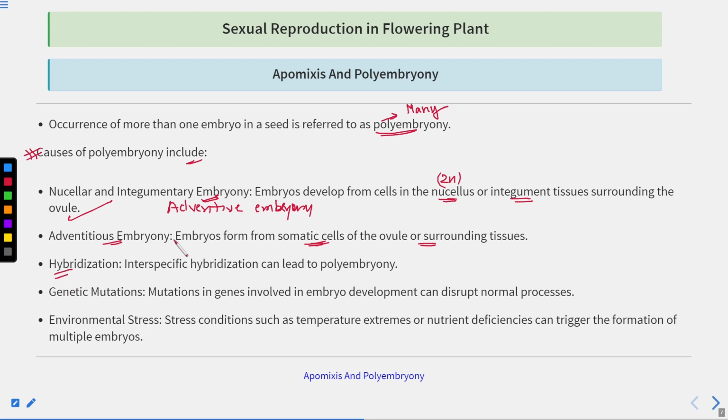Now interspecific hybridization can lead to polyembryony. Interspecific means between the species. If you make a hybrid between the species, then it can also lead to polyembryony. Next is genetic mutation. The mutation in the genes involved in the embryo development can disrupt the normal process. Clear? And next is environmental stress. Stress conditions such as extreme temperature or nutrient deficiency can trigger the formation of multiple embryos. So environmental stress can also lead to the formation of many embryos, which is known as polyembryony.